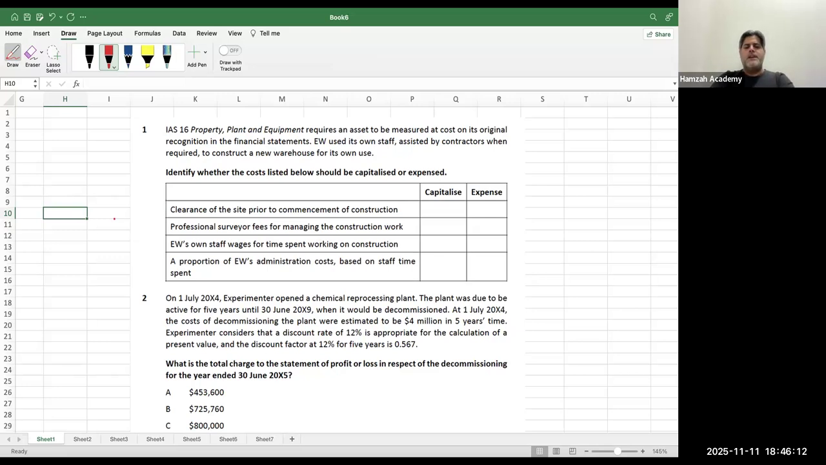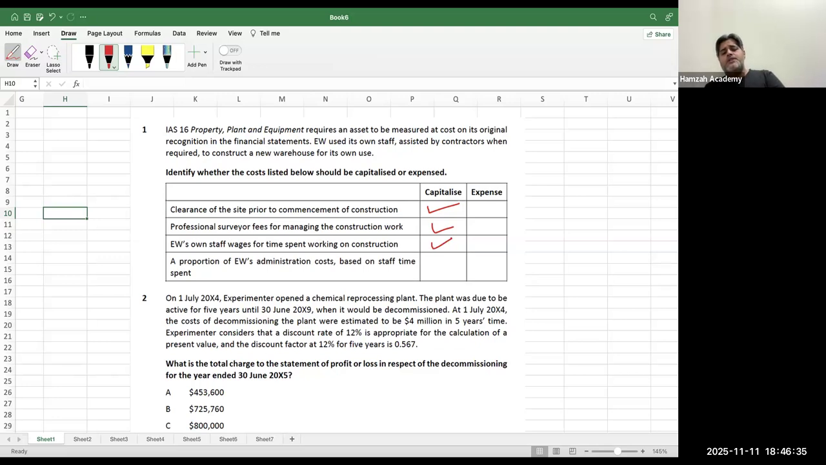First, the clearance of the site prior to the commencement of the construction. Yes, preparing the site for the sake of the construction is something the cost of which is capitalized. Professional survey fees for managing the construction work. Yes, this is capitalized as well. EW's own staff wages for the time spent working on the construction. Yes, this is capitalized as well.